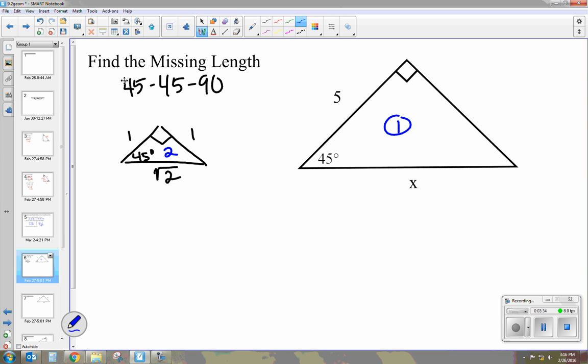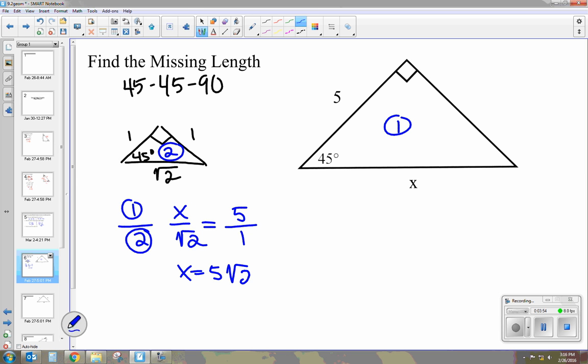Triangle 1, triangle 2. I always like to start with my variable, so I'm going to start with x, and that corresponds with the square root of 2 on triangle 2. We go back to triangle 1, the value they give us is 5, and that corresponds with 1 on triangle 2. Next, we're going to cross multiply and solve. So we get x equals 5 square roots of 2.